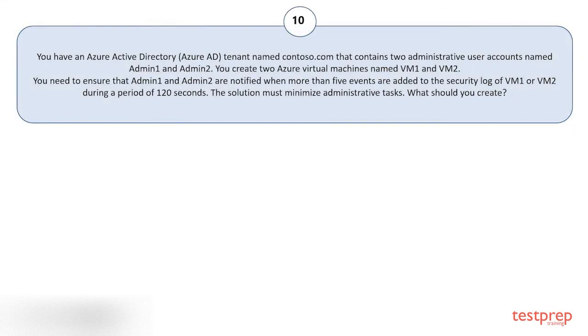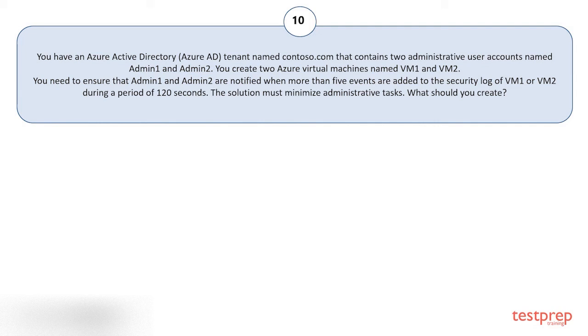You have an Azure Active Directory tenant, named Conoso.com, that contains two administrative user accounts named Admin1 and Admin2. You create two Azure virtual machines named VM1 and VM2. You need to ensure that Admin1 and Admin2 are notified when more than 5 events are added to the security log of VM1 or VM2 during a period of 120 seconds. The solution must minimize administrative tasks. What should you create?